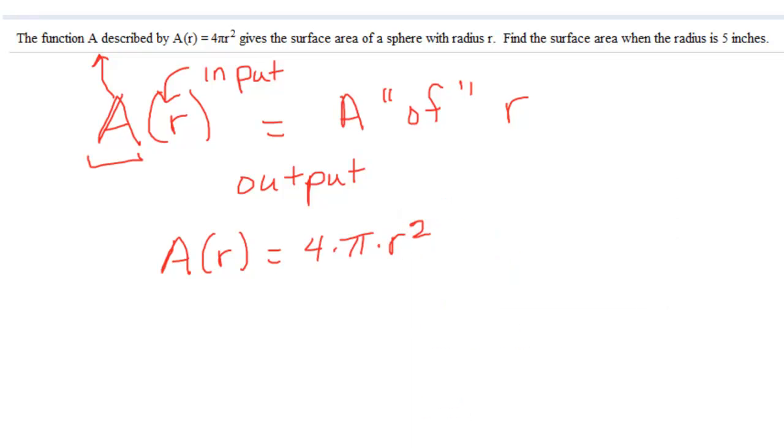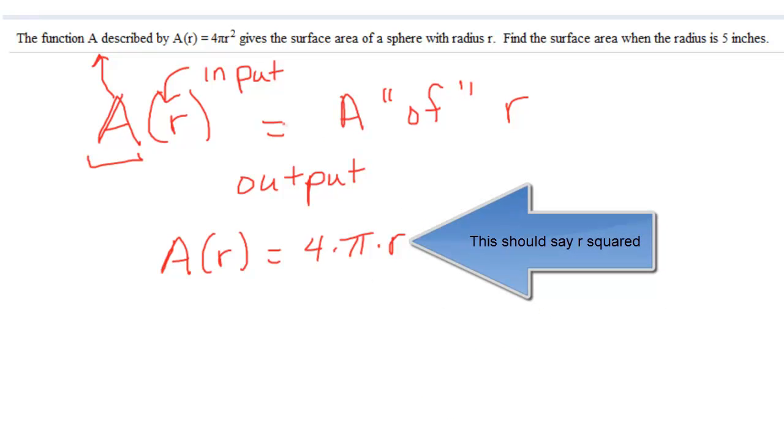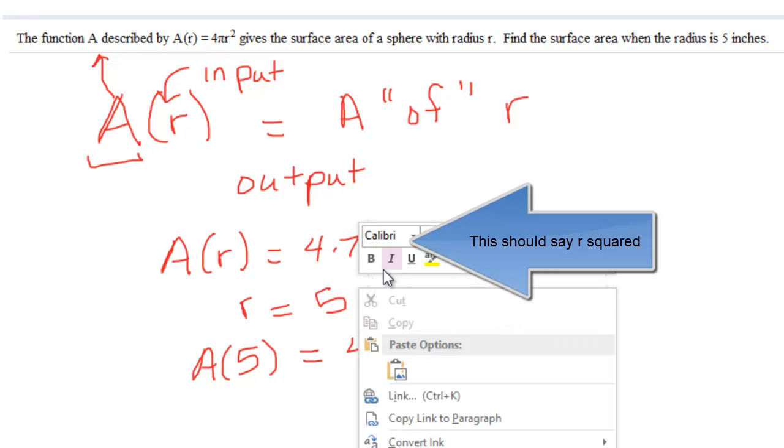Okay, and so for our example, it says find the surface area when the radius is 5 inches. So that means that for our example, r is equal to 5. So what you want to do is substitute 5 where the r is. Okay, so it's A of 5 is equal to 4 times pi times 5 squared.